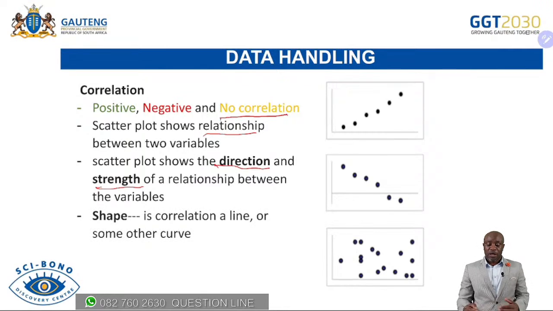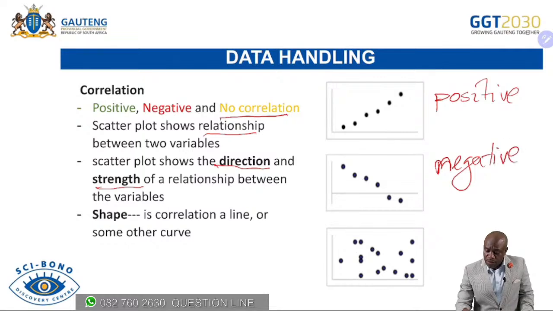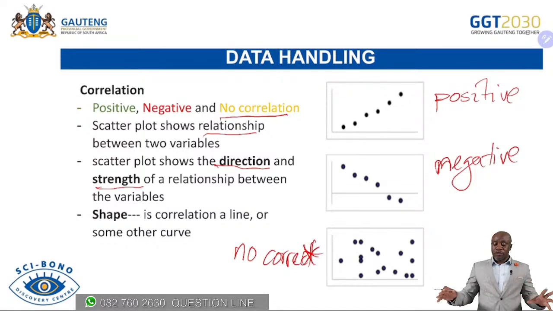If the shape is a straight line, it means there is a linear relationship. These things increase at the same time or decrease at the same time. If you look at the first one, this is a positive correlation and it's linear. And this one is negative. This one, there is no correlation whatsoever. This is like water and oil. These things do not relate.